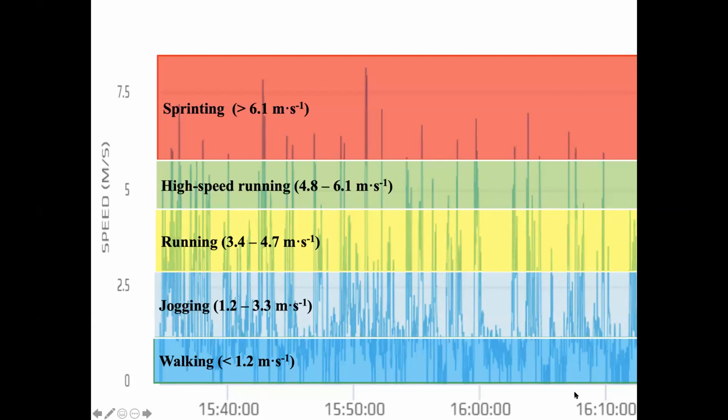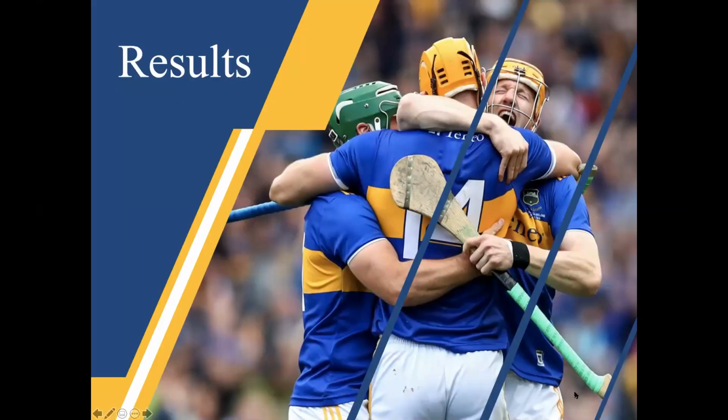Now, I do realize that high-speed running and sprinting thresholds are slightly lower than used in other sports, but we were bound by previous research when we were performing this study. So anything over 4.8 meters per second up to 6.1 we called high-speed running, and sprinting was over 6.1 meters per second. So the results.